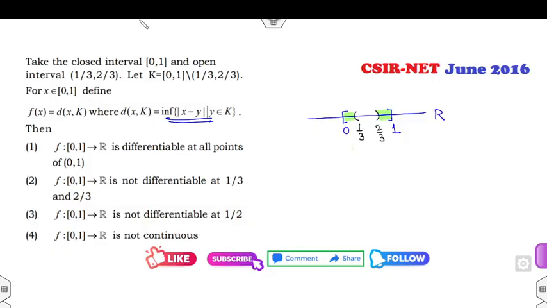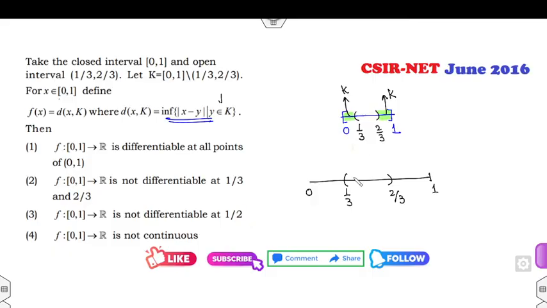Define for all x. Now instead of the R, this is my 0, 1. Fine. Then you can define all those y in the K. So where is the K? This shaded portion is my K, this shaded portion is my K. Now your target is to find all those x from 0 and 1. So what is the graph of this? You can see this is 1, this is 0, this is the open interval 1/3, 2/3.